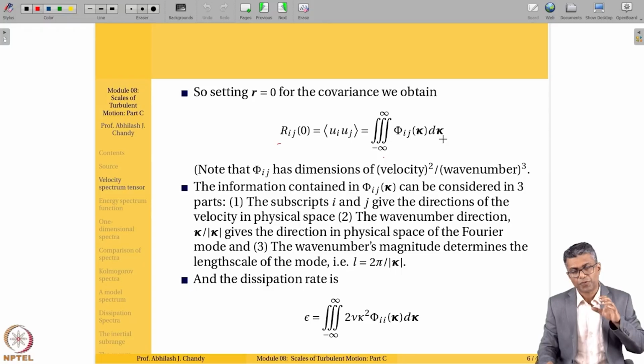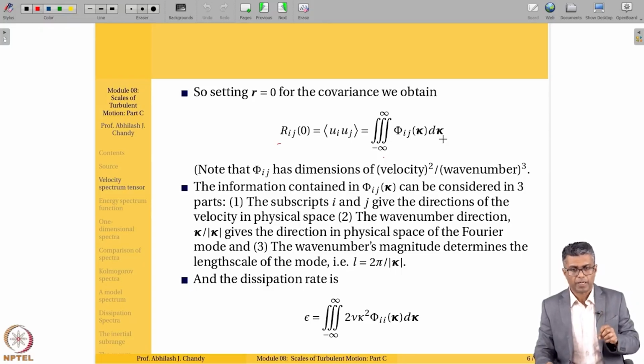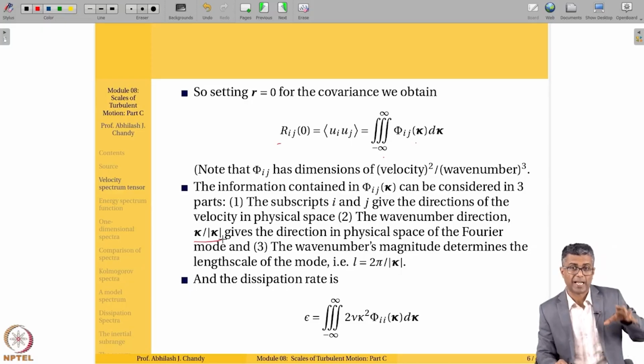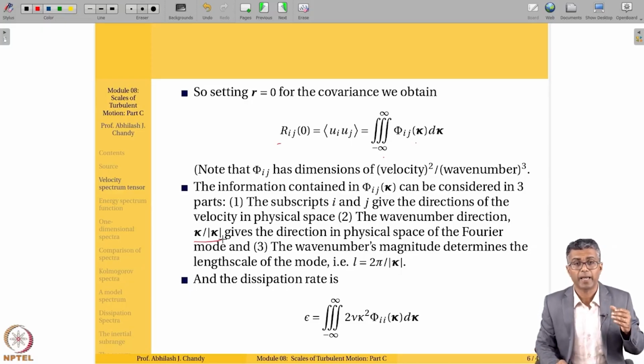Now, phi ij, the velocity spectrum tensor, think about it. The information contained in phi ij can be considered in 3 parts. The first part is the subscripts i and j, which give the directions of the velocity: u1, u2, u3, u1, u2, u2, u3, and so on. Then the wave number direction, because it depends on kappa, which is kappa over kappa magnitude. That is the wave number direction alone. Kappa bold is the wave number vector, and kappa over kappa magnitude is the direction alone.